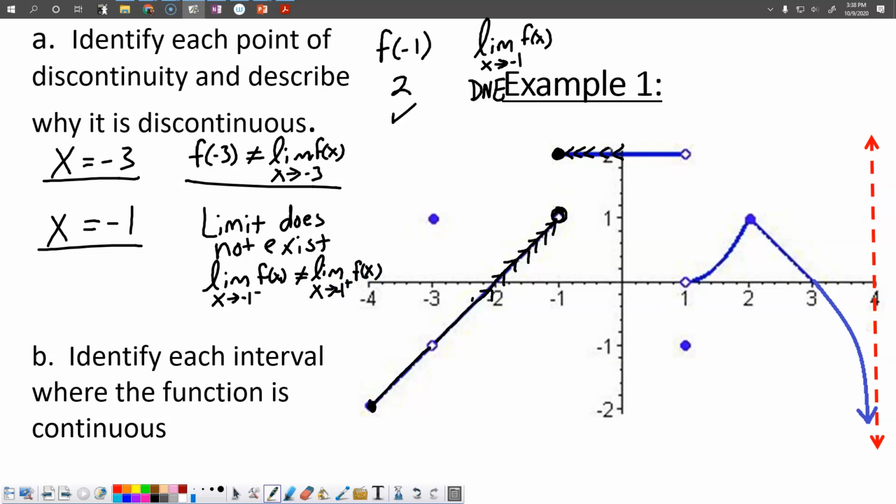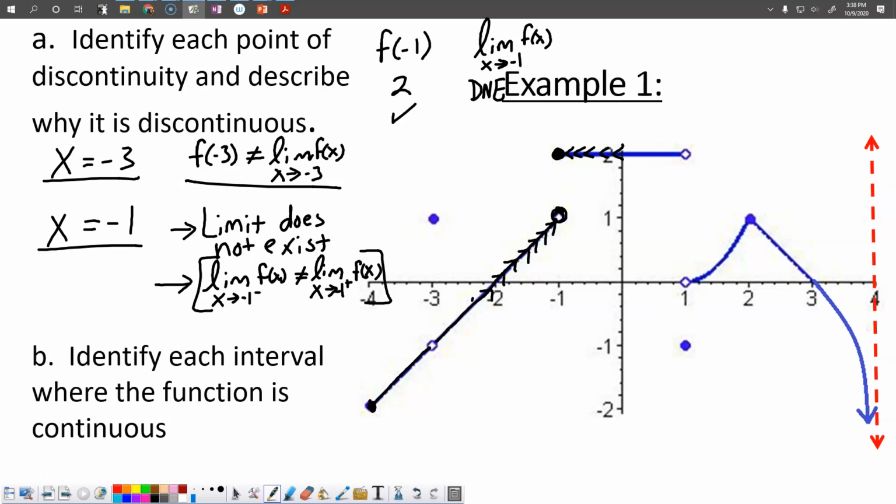So, now technically you might get away with just saying the limit does not exist, but I'm going to ask you guys to be more specific and explain why the limit does not exist. And in this case, it's because the limit from the left and right are not the same.